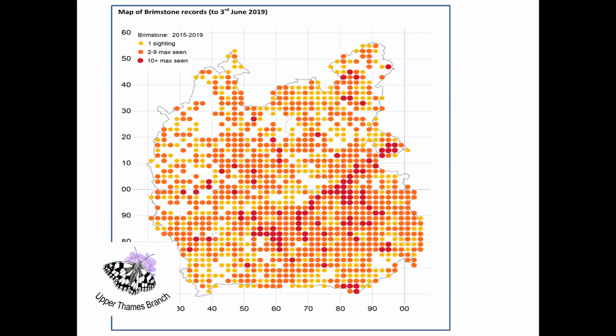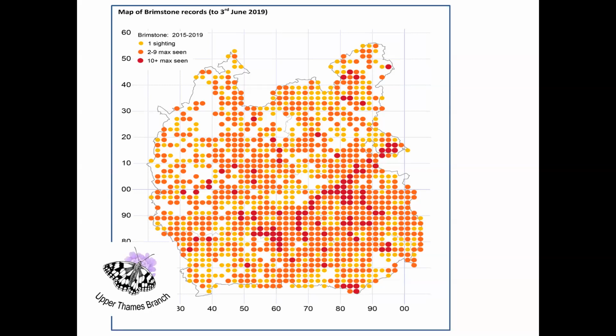When you send in all your records, they help to produce these local maps. Now, you might have seen maps like this in our books. I'll put a cover picture of a book up in a moment. But here you can see all the records for the brimstone between 2015 and 2019. And we produce a map like this for every species, and we use them to compare to see whether things are doing better or worse within our three counties.